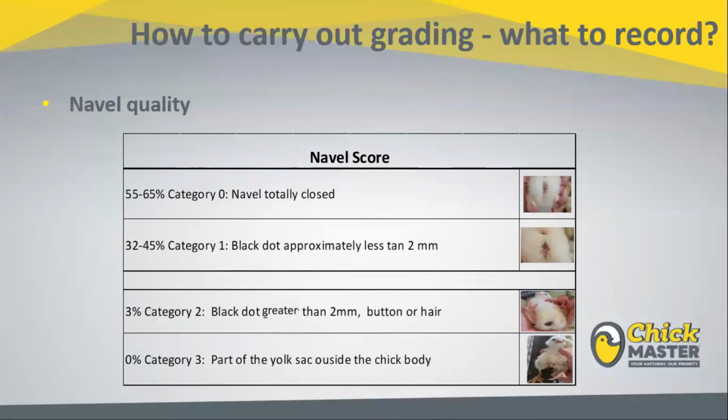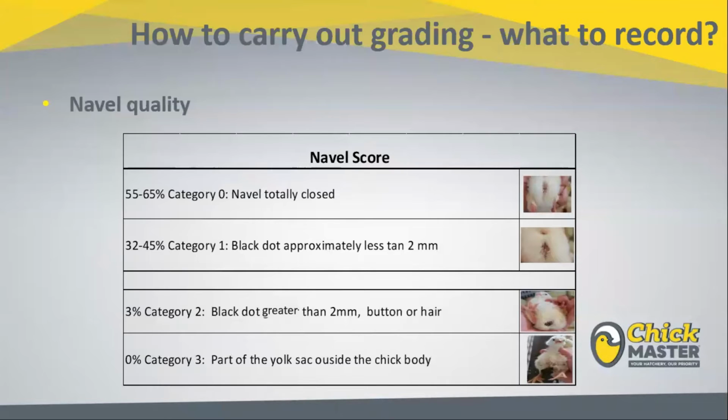So we can convert this parameter to a quantitative one, which will help us to compare between flocks or to monitor the evolution of this score for the same flock between days of hatch. So for this, we propose the following scoring method. If we apply this method of scoring, we will classify our chicks into one of these four categories.